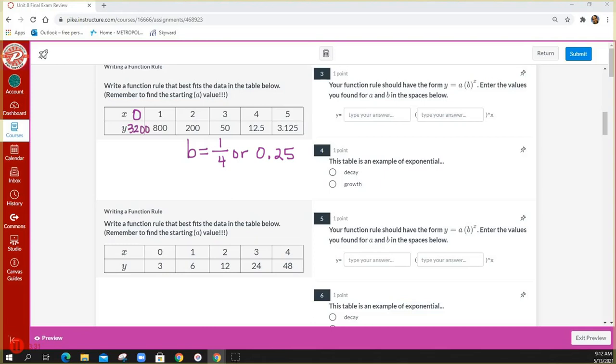So y equals 3,200 times 0.25 to the power of x, or you can use 1/4. And because the numbers are getting smaller, this is an example of decay.